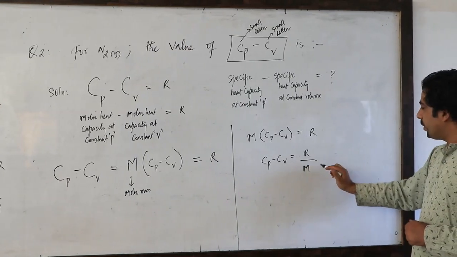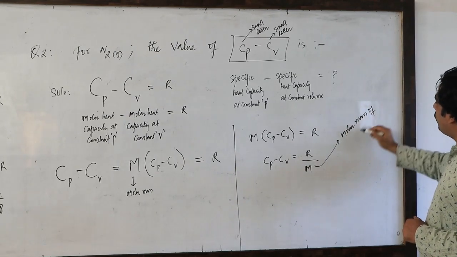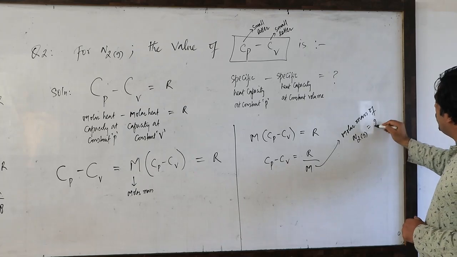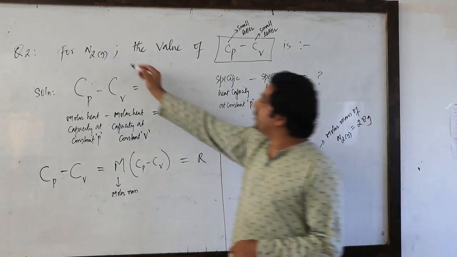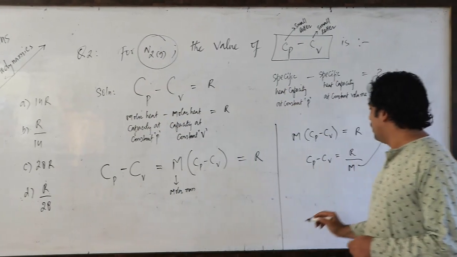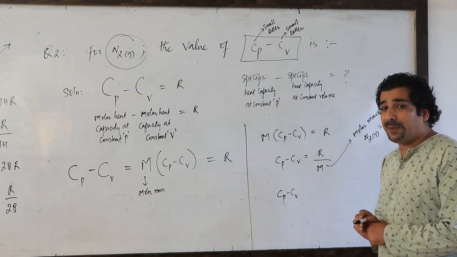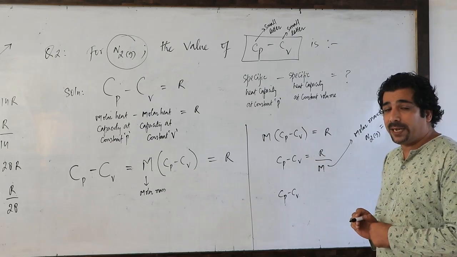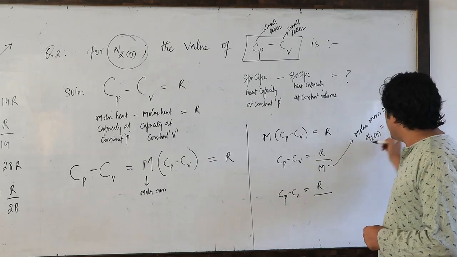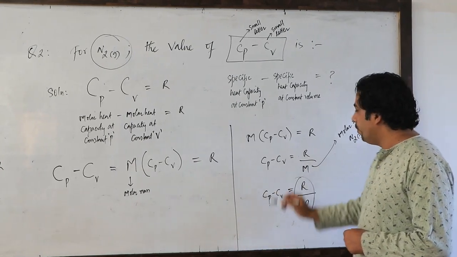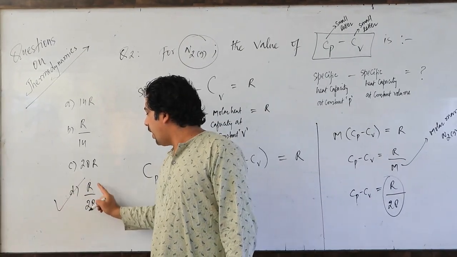And we know that the molar mass of N2 gas, nitrogen gas, is equal to 28 grams. So my expression will become small Cp minus small Cv, the specific heat capacity at constant pressure minus specific heat capacity at constant volume, is equal to R upon M, that is molar mass, and that is 28. So obviously the D option is my answer here. The D option, R upon 28.